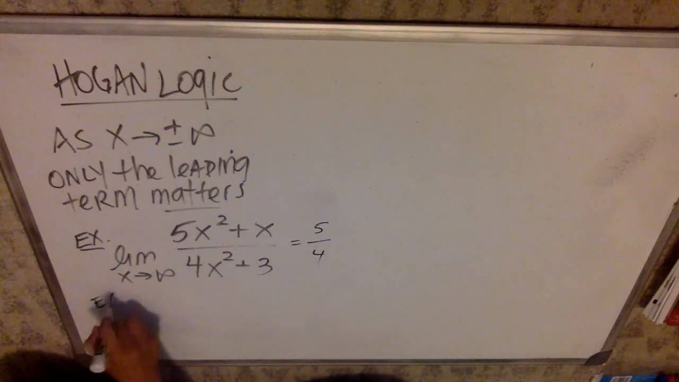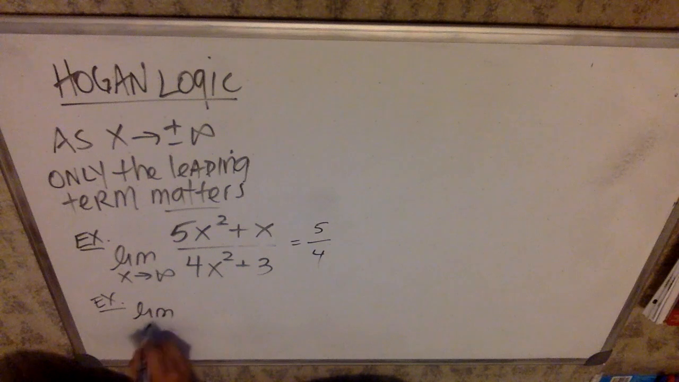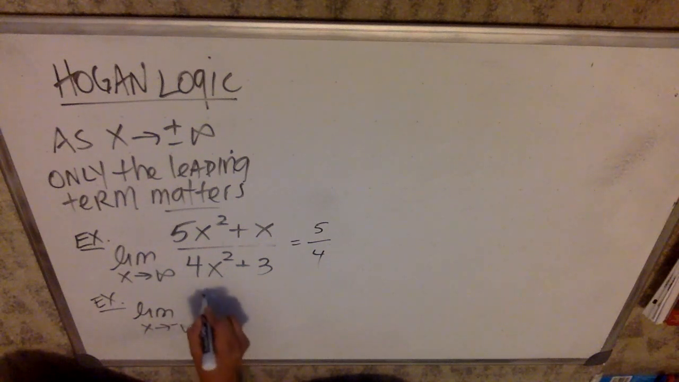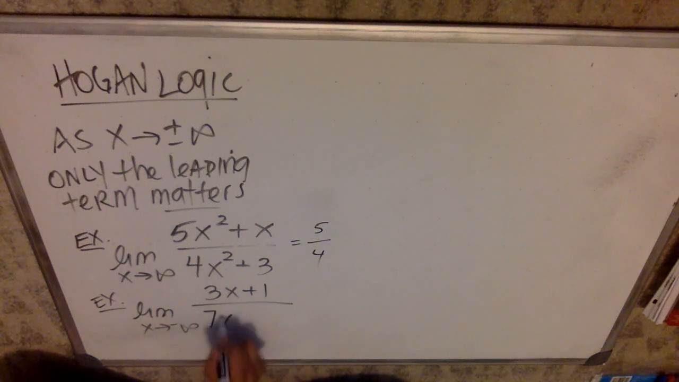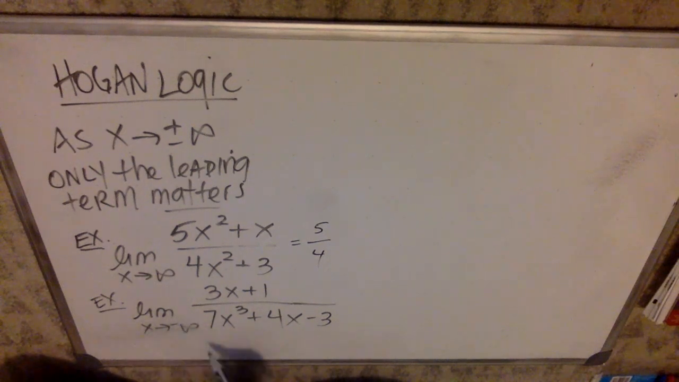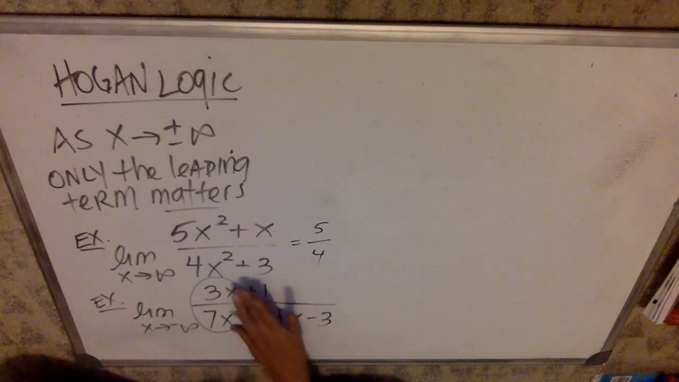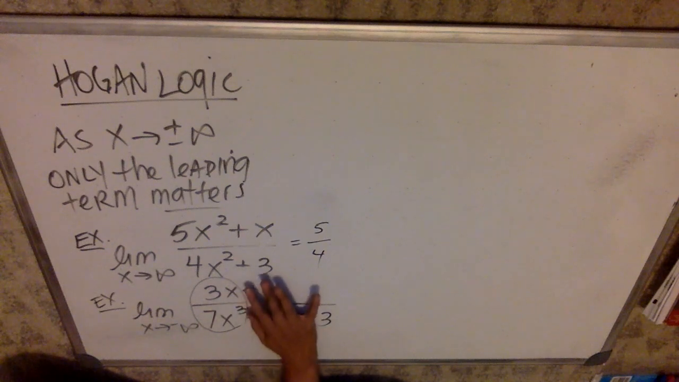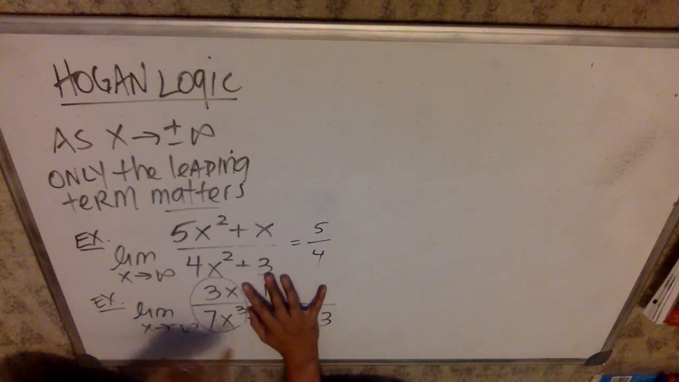Let's do another example. What if I have, let's do the limit as x is really, really, really negative, of 3x plus 1 over 7x cubed plus 4x minus 3. Great. Okay, my argument is that for ginormous values of x, either positive or negative, only the leading terms matter. If none of these mattered because they were all chump change compared to the big bucks, wouldn't this behave like a 3 over 7x squared? Which would totally go to 0, right?